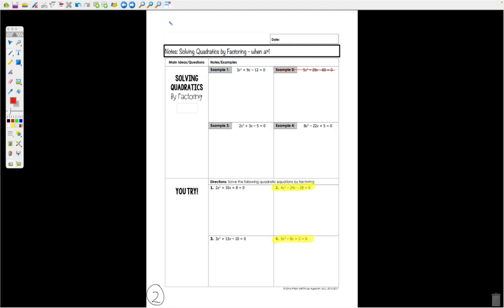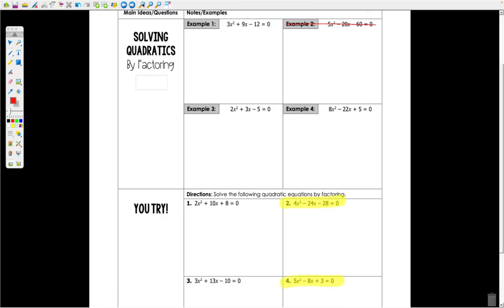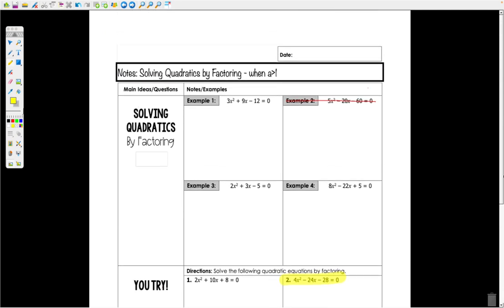Let me show you something this time. Look at the top. Hello, right back here. Look at the top. This time, notice what we're going to deal with. Our A is not going to be equal to 1.